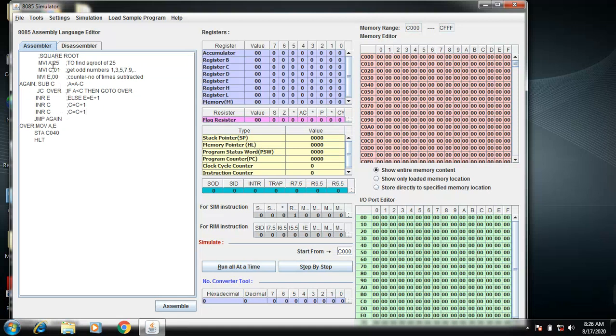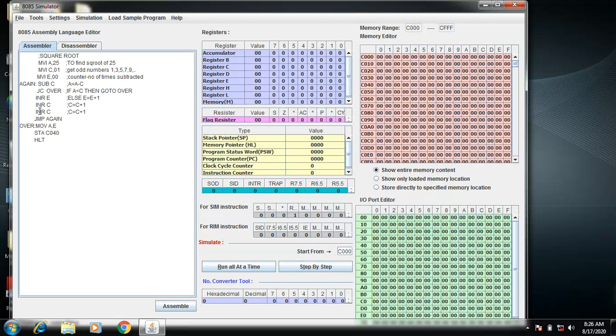What is the condition? If A is less than C, it goes to over. But A is greater than C, because A is 25 and C is 1, so it is subtracted, E is incremented, and the C register is incremented, so jump again. So the second time it will be subtracted. Again the counter will be incremented, so E equals 1 plus 1 equals 2. Same thing, the odd number will be incremented.